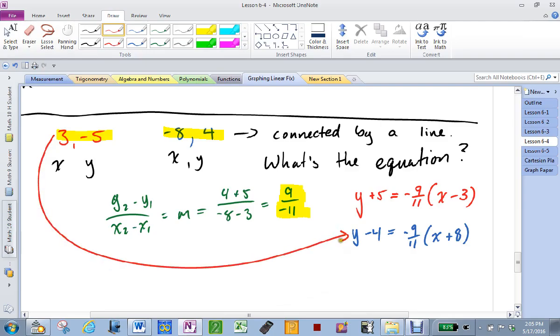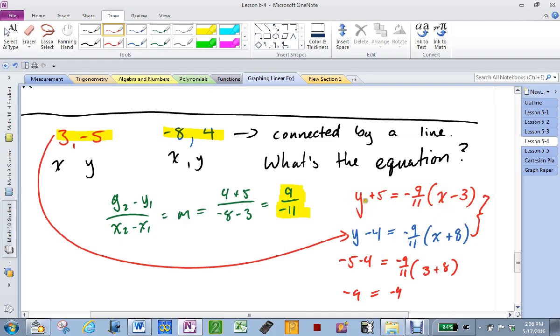Yeah. Right? Because if I put this red one in here, I get 0 and 0, don't I? If I put this blue one in here, I get 0 and 0, don't I? So that means if the red one goes in here, should it work? It should, shouldn't it? So it would be negative 5 minus 4 equals negative 9 over 11 times 3 plus 8. Does everyone agree? What's negative 5 minus 4? Negative 9. What's 3 plus 8? 11. So I'm going to have 11 in the middle. What happens to that 11 and this 11? Cancel. What's left on this side? Negative 9. Does negative 9 equal negative 9?